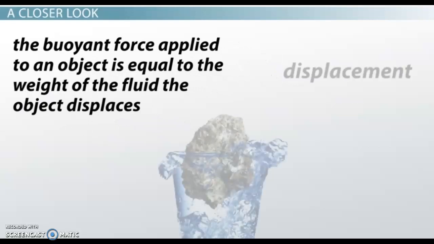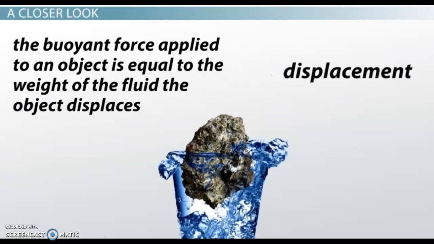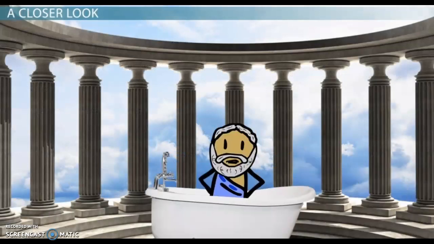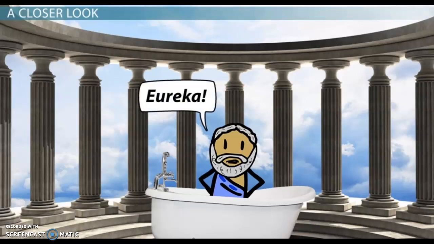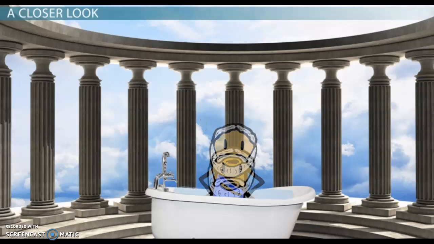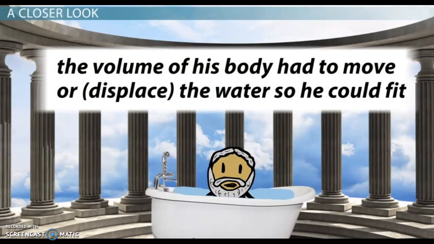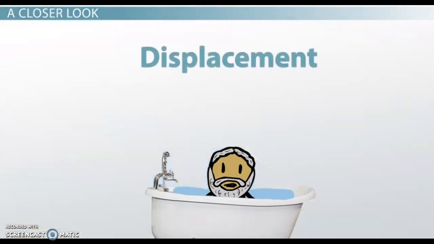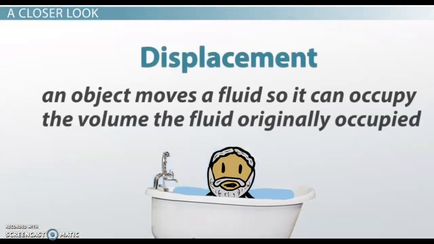First, we need to understand displacement. As the story goes, Archimedes poured himself a warm bath one day, and when he got in, he realized the level of the water went up. He then determined that the more of his body he put in the bath, the higher the water level went. This means the volume of his body that he put in the water had to move or displace the water so he could fit in the bath. Therefore, displacement in this context is when an object moves a fluid so it can occupy the volume the fluid originally occupied.